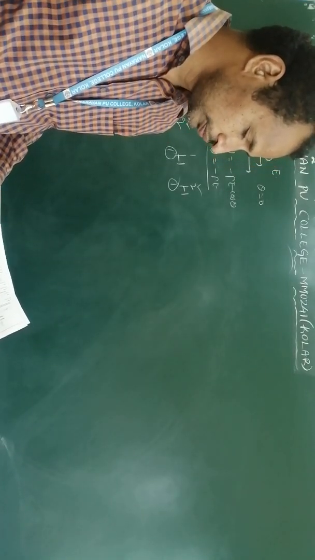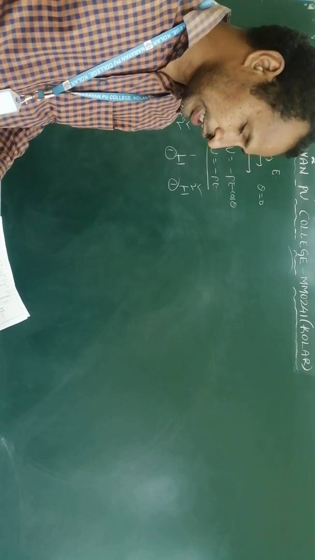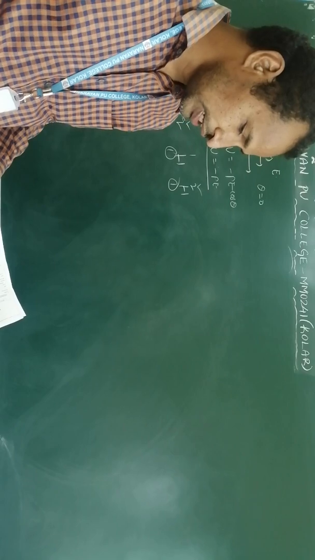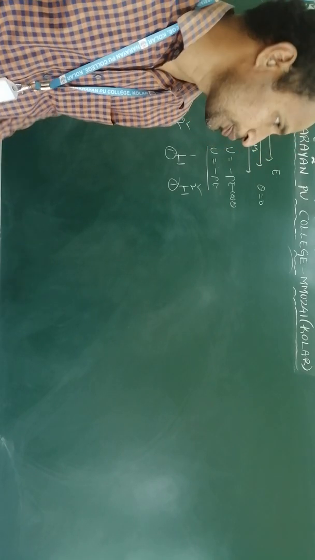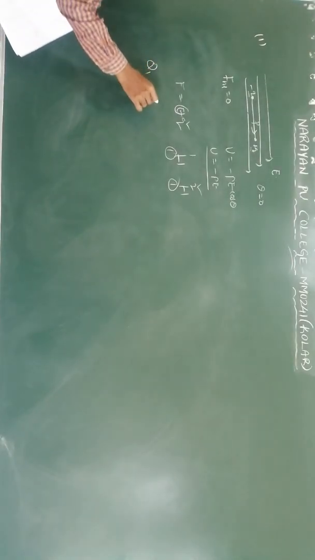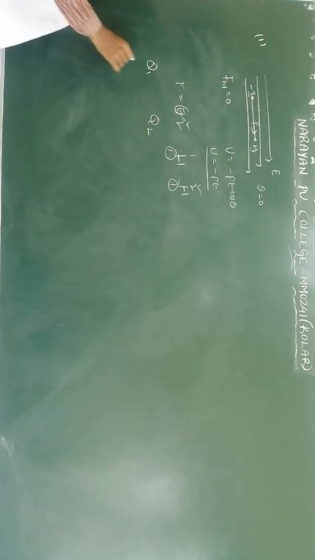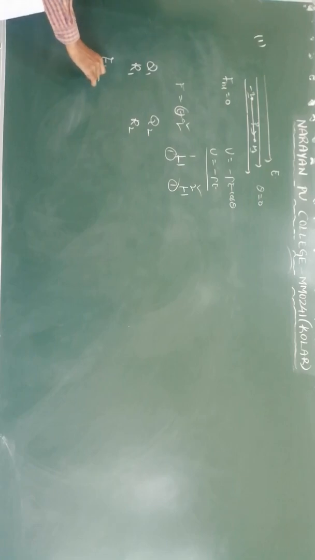Next, the third one, an important model question. Conducting spheres of radii R1 and R2 respectively are charged and joined by a wire. Find the ratio of electric fields of the spheres. So they have given two spheres of radii R1 and R2. Take the first sphere charge as Q1 and the second sphere charge as Q2. We need the electric field ratio E1 by E2.